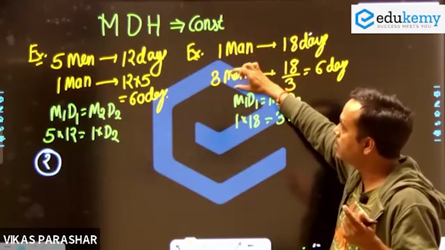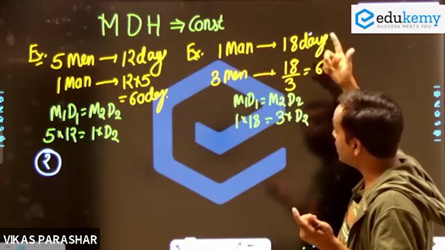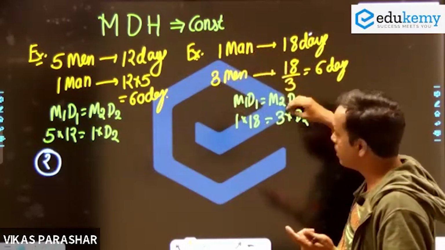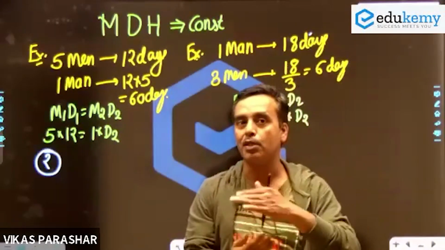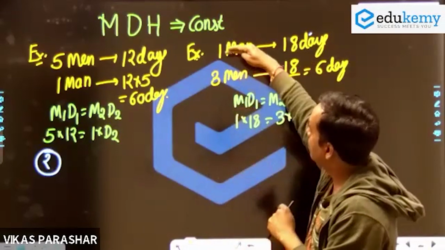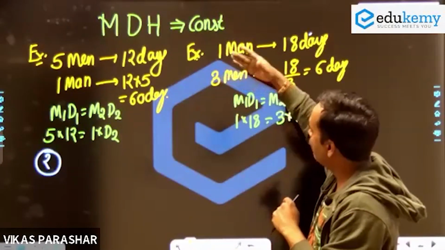So in 3 days, how many rasgulla? 18 into 3. But in this method, in this question, you have to divide. Means reverse of unitary method. पूरा unitary method का reverse करना है. If you forget, don't worry. Man more, definitely days will be less.